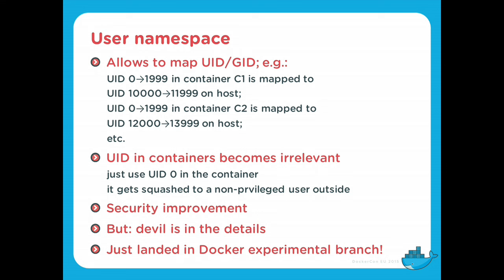So user namespaces just landed in Docker Experimental. Please, if you are among those people that were completely worried when they saw that you had root in containers, test Docker Experimental, file bug reports, talk to us, tell us what works, what doesn't. We need you to make sure that it lands in stable as soon as possible. If you don't test it, it will take longer than if you do.